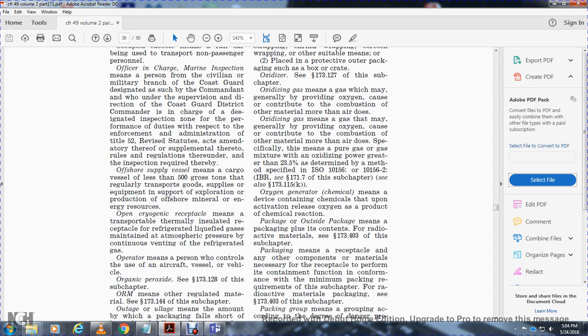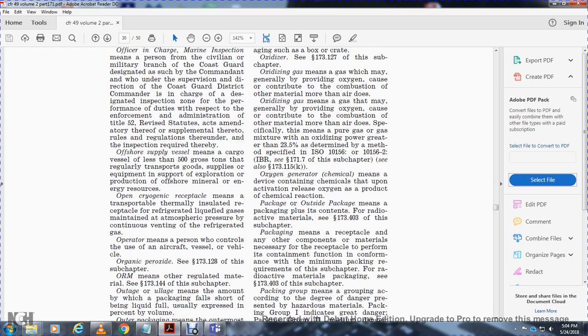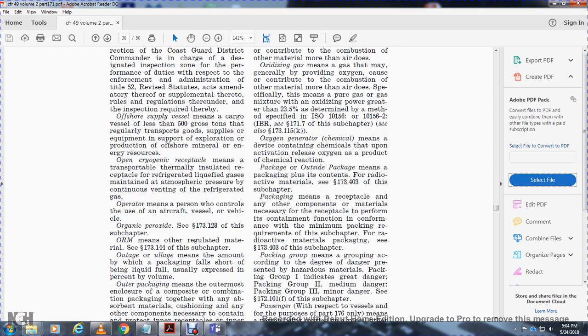Operator means the person who controls the use of the aircraft, vessel, or vehicle. Organic, specified in 173.128 of this subchapter. ORM means other regulated material, see 173.144 of this chapter. Outage and ullage mean the amount by which a package falls short of being liquid full, usually expressed in percent of the volume.